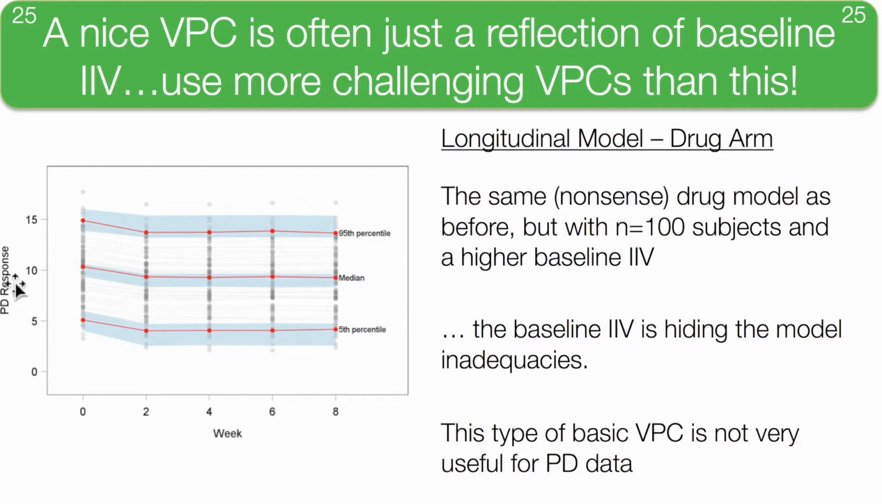So what we have here is the pharmacodynamic response, again through time. We're using the same nonsense drug model as before, where some patients were having the drug effect and some were having no drug effect, but with 100 patients and a higher baseline inter-individual variability. And the large baseline inter-individual variability here is hiding the model inadequacies. So this type of basic VPC is really not useful for challenging the model. It actually gives the impression the model is okay when we know the model is actually not okay.